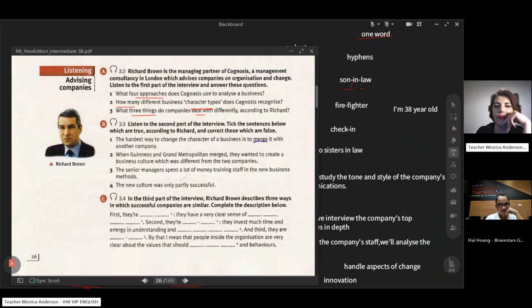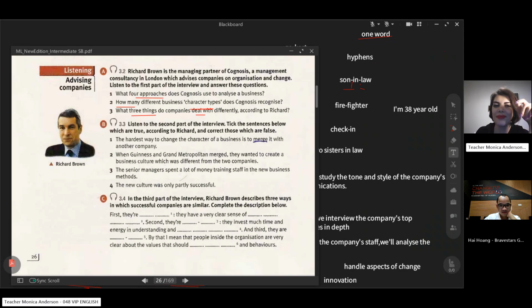True. But he said it's often easier. Oh, yeah. So listen again. Yes. Of how a business changed its organisation and why?